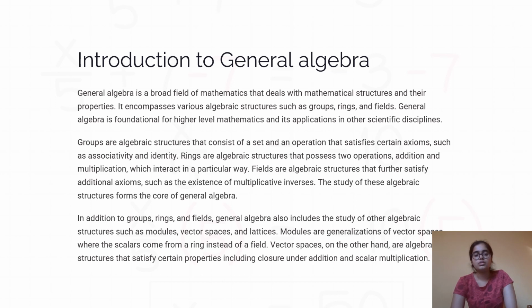In addition to groups, rings, and fields, general algebra also includes the study of other algebraic structures such as modules, vector spaces, and lattices. Modules are generalizations of vector spaces, where the scalars come from a ring instead of a field. Vector spaces, on the other hand, are algebraic structures that satisfy certain properties including closure under addition and scalar multiplication.